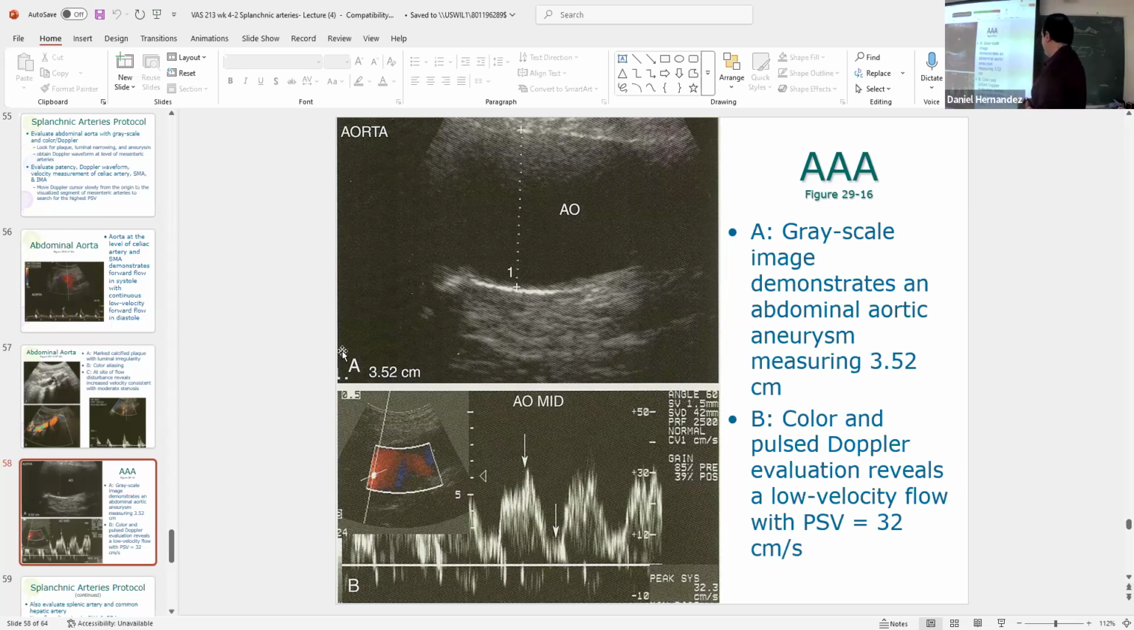So again, within that aorta, there were very low velocities visualized in that abdominal aorta because it's so aneurysmal.